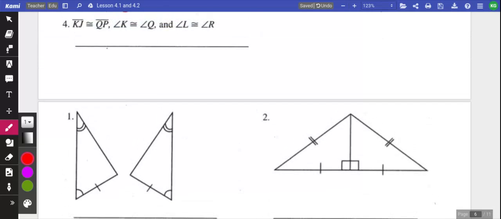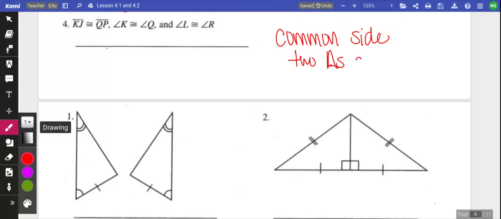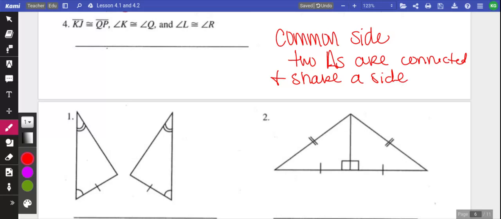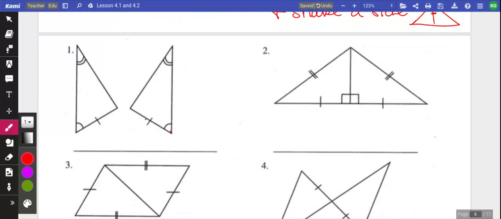One thing we need to add into our definition is what's called the common side. And that is when 2 triangles are connected and share a side. So like this picture right here. This is the side they share. That would be the common side. So in number 1, as we read, we have 2 angles and a side, and the side is not in between the angles. So it's angle, angle, side.